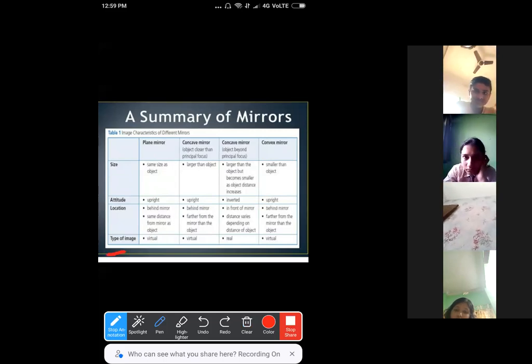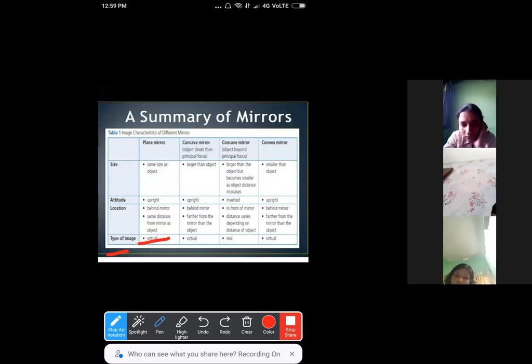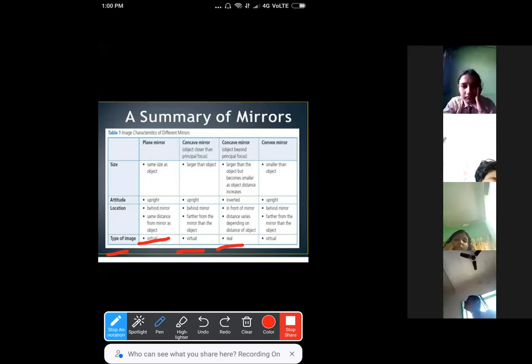Similarly, the locations are also there and the type of images are also there. The type of image for plane mirror is virtual. Virtual image means what? I told you yesterday that virtual image means the image is formed beyond the mirror, not on the surface. The type of image for concave mirror is also virtual, but it will become real when the object is beyond the principal focus. As I have just shown you, you should draw where the focus is situated. But in case of convex mirror, the type of image is always virtual.